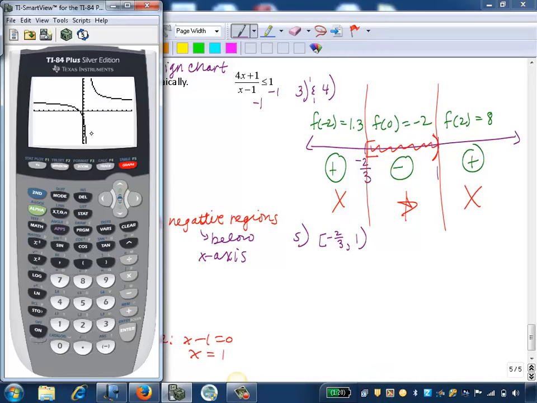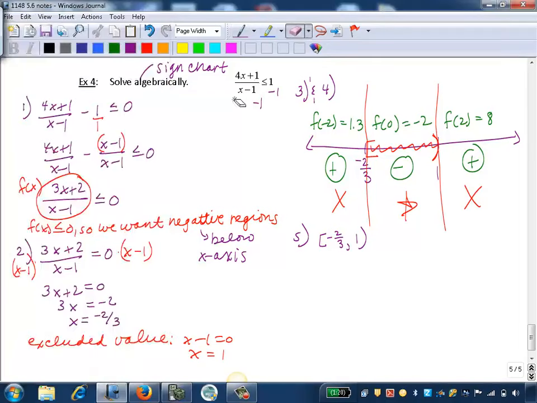It certainly looks like it could be from negative 2/3 to 1. So if it stops here at 1, which our solution suggests, there must be a vertical asymptote here, which makes sense because we know that the x value can never equal 1. The 0 of the denominator is 1.